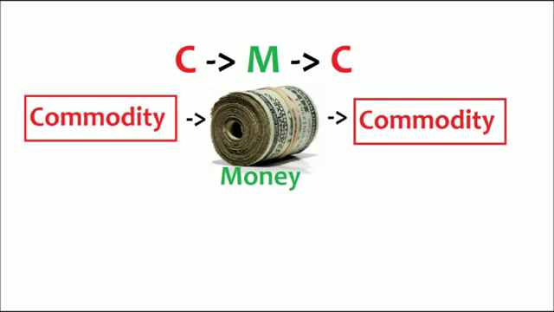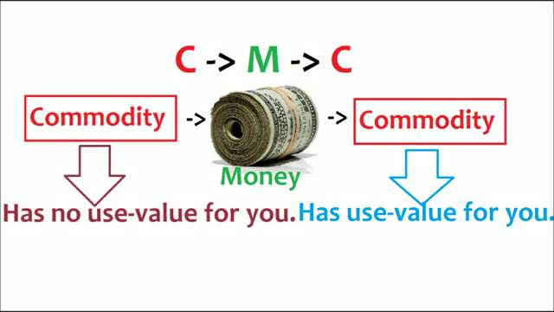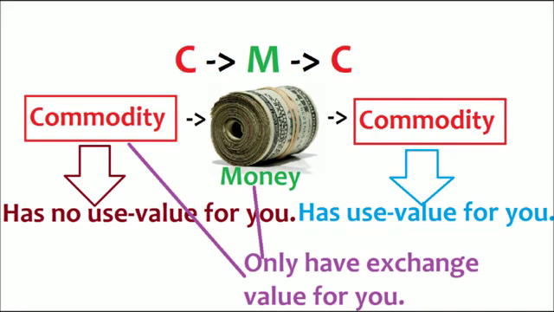The reason why we make exchanges like this is for one reason, to obtain the utility, or use value, inherent in the other commodity. We give up the first commodity because it has no use value to us except as a way of obtaining money. Therefore, in exchange we get the second commodity, which has use value to us. What about the money? Does the money have use value, since we also give up the money as well? No. Therefore the money has only exchange value, just like the first commodity.